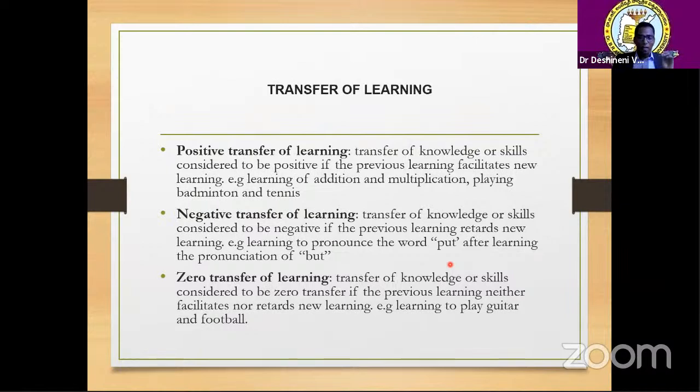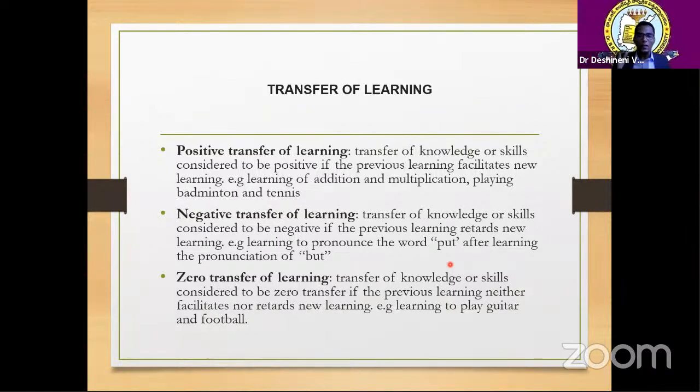Now, the transfer of knowledge or skills is considered zero transfer if the previous learning neither facilitates nor retards new learning. In the previous two examples, positive and negative transfer, we are talking about the impact of previous learning on the present or new learning. If the previous learning facilitates the new learning, it is known as positive transfer. Instead of facilitating, if the previous learning is obstructing the new learning, then we call it negative transfer. Sometimes the previous learning neither facilitates nor obstructs the new learning. Such learning is known as zero transfer of learning.